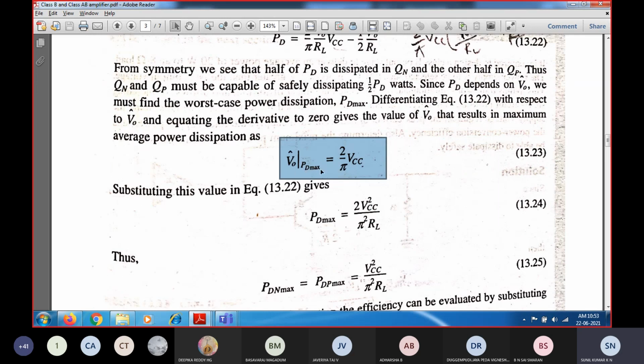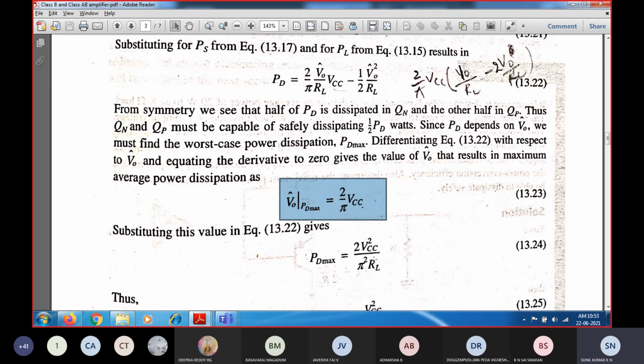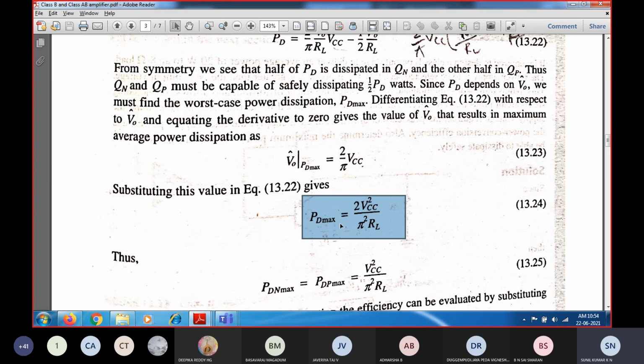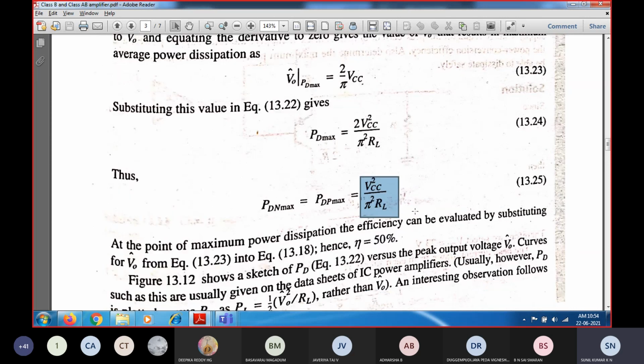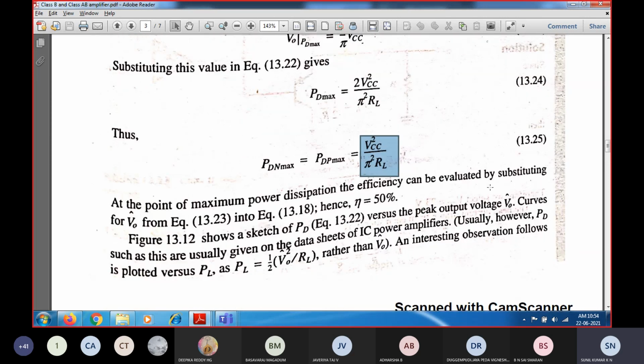Substituting this V naught into the power dissipation expression, for the worst case or maximum power dissipation you will get 2 VCC square by pi square RL. This is about the maximum power dissipation. If you divide by 2, that is the power dissipation for the NPN transistor and for the PNP transistor respectively, which is VCC square by pi square RL. So the maximum power dissipation can be evaluated.